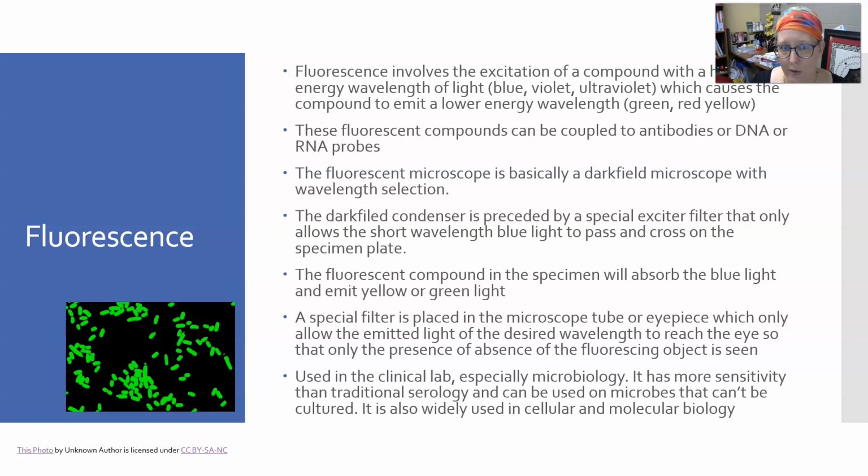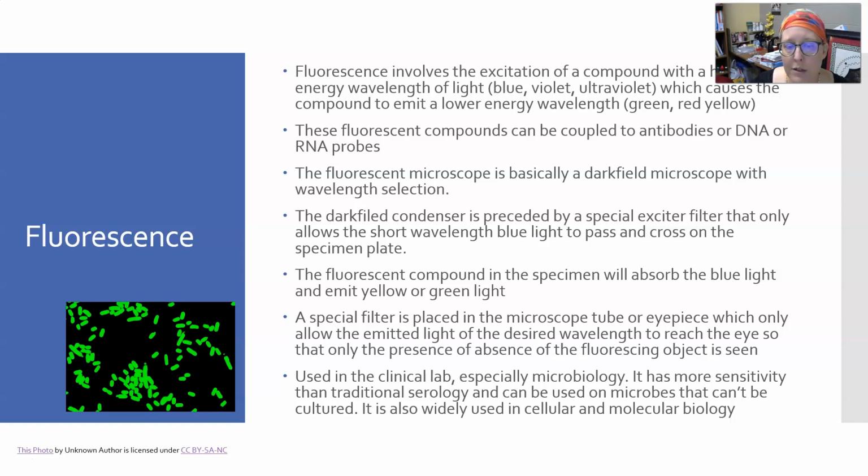Then the ones with DNA and RNA probes that are tagged with fluorescence, that's what's used in microarrays and molecular diagnostics. So the fluorescent microscope is basically a dark field microscope with a wavelength selector. The dark field condenser is preceded by a special exciter filter that only allows the short wavelength of the blue light to pass and cross on the specimen plate, so that's that high energy wavelength. And then the fluorescent compound in the specimen, if it is present, will absorb the blue light and then emit a yellow or a green light.